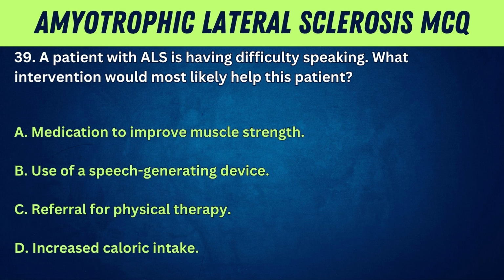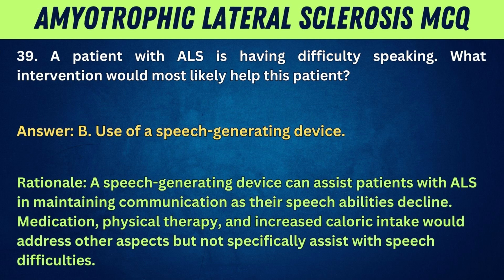39. A patient with ALS is having difficulty speaking. What intervention would most likely help this patient? A. Medication to improve muscle strength. B. Use of a speech-generating device. C. Referral for physical therapy. D. Increased caloric intake. Answer: B. Use of a speech-generating device.